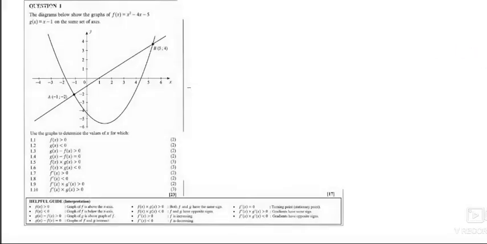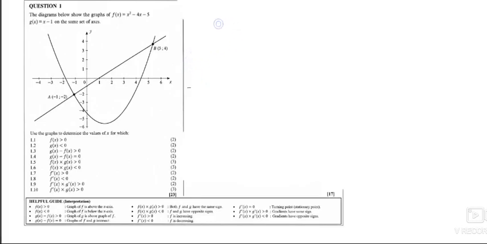The trick shouldn't catch you out. It's just that sometimes not all of them can be solved using algebra, and not all of them can be solved using your visual method. So let's be mindful of that. But in most cases you can solve using both ways.